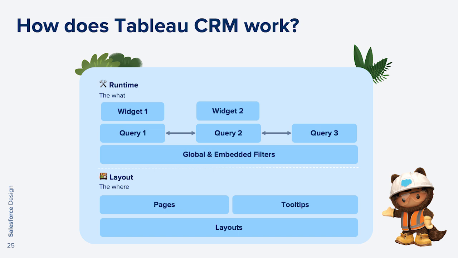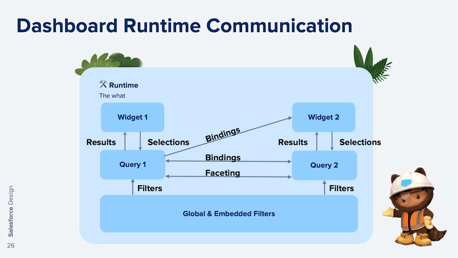And you can even include widgets and components in tooltips. The out-of-the-box options provide a lot of functionality, but there's even more advanced configuration you can do with bindings and interactions. Queries can communicate with other queries with selections, faceting, and bindings. All queries can choose to subscribe to global and embedded filters. Queries can even dynamically populate an additional widget property, such as a reference line on a bar chart.